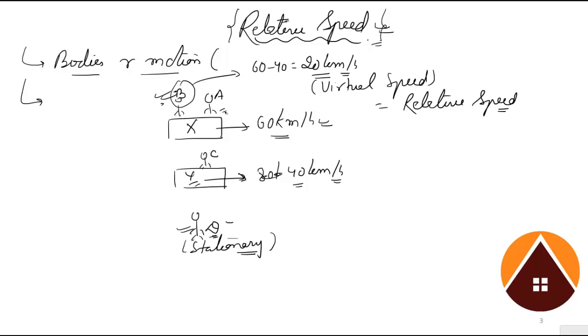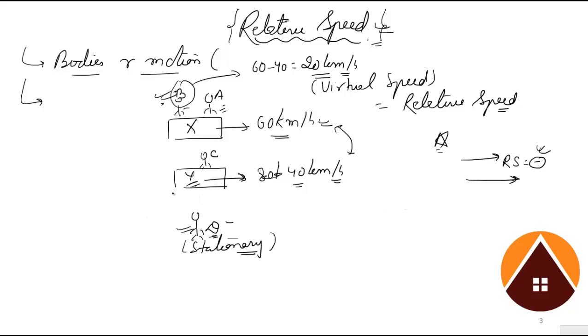I hope you understand. So A or B feels that this car Y came at a speed of 20 km per hour because this car is already moving at 60 km per hour. So the difference of this is being felt by these 2 observers who are themselves in motion. So what do I understand from here? That if 2 bodies are moving in the same direction, relative speed is the difference of the 2 speeds. See, I have written minus.